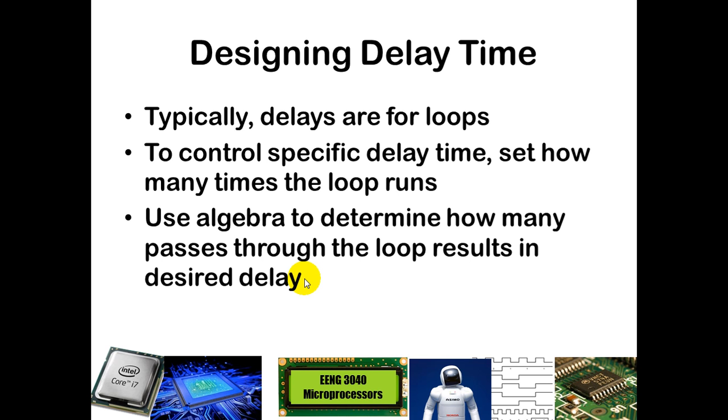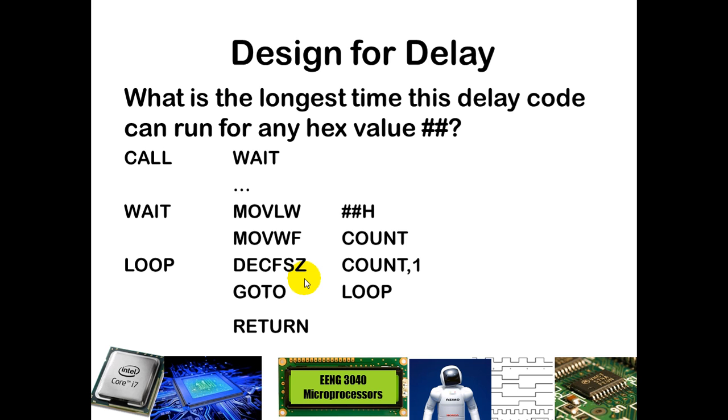Typically, the way you structure delays is using a for loop. Remember, in for loop programming, you go through and you set up a value and you can decrement it until it gets to 0, or you can set up a value and keep incrementing it until it overflows. And so you will want to set how many times that loop runs, and you can use some algebraic techniques to determine how many passes through the loop are needed to get the desired delay. So here is another way to look at it, is what is the longest time that this delay code can run for any hex value.